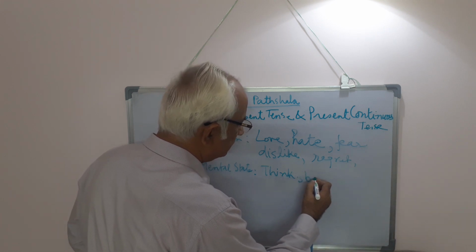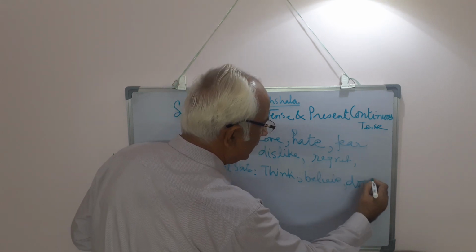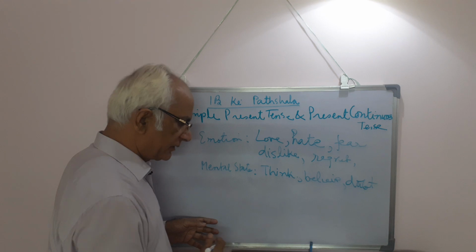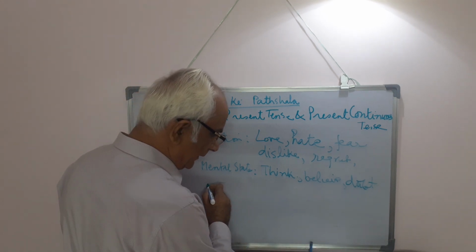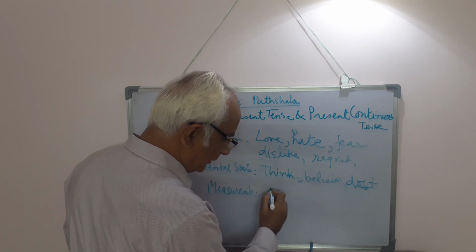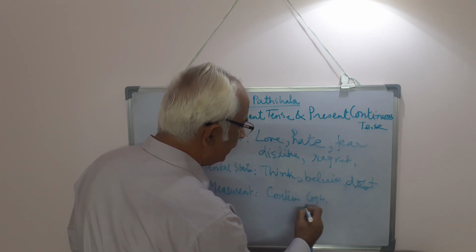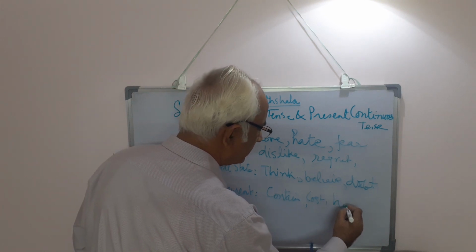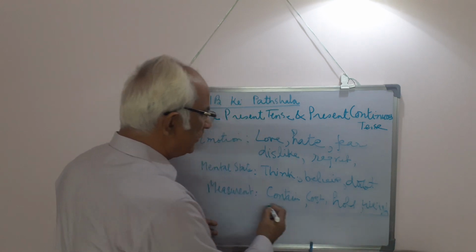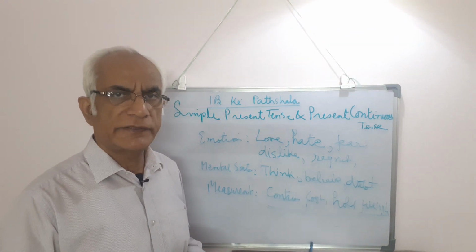Likewise, believe. Likewise, doubt. I doubt it will rain today. Then there are so many words. You can Google and find them. Then we have measurements. Contain. Cost. Again, I'm giving only few examples. Hold. Weigh. So these are words which we normally use for measurement of things. So these are also used in simple present.